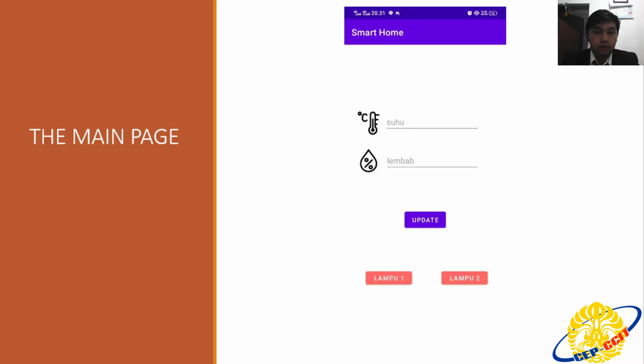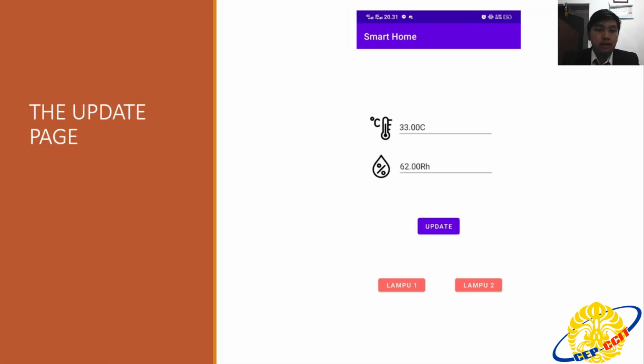This is the application output. This is the main page, when we are not doing anything yet. Just click the application, and this is what shows up first on our mobile. And this is the update. As you can see, after we click update, the application will receive the data from the sensor, and the sensor sends the data through the NodeMCU or ESP8266, and then the application will receive it. This is the data for the temperature, and this is the data for the humidity.